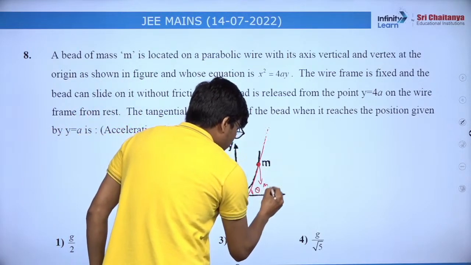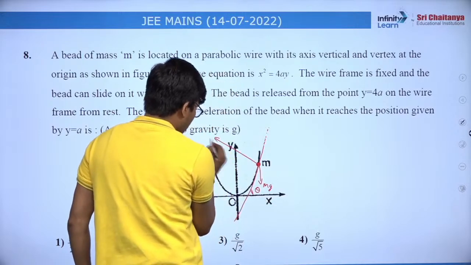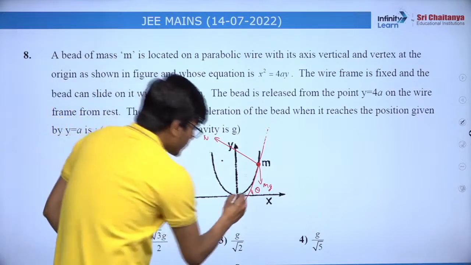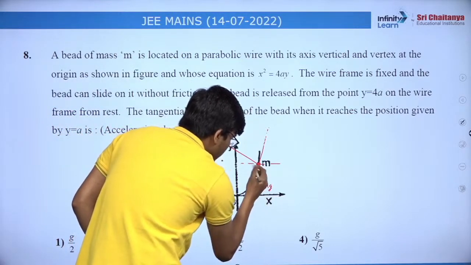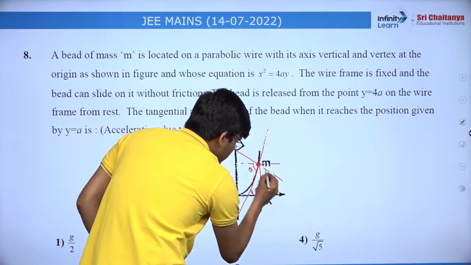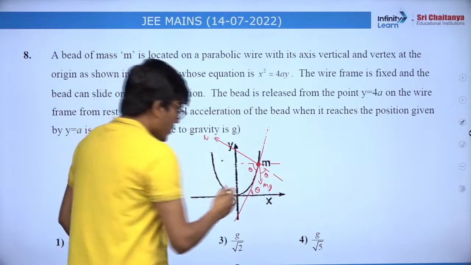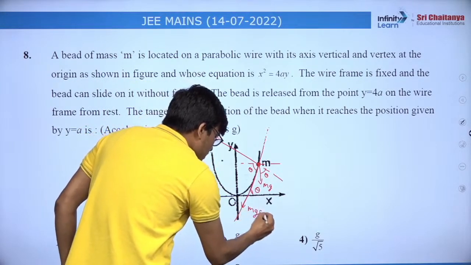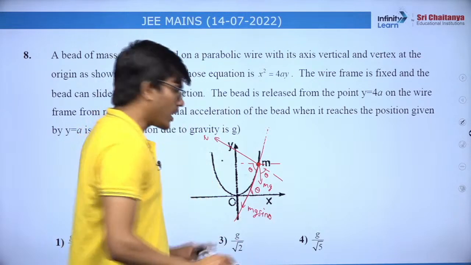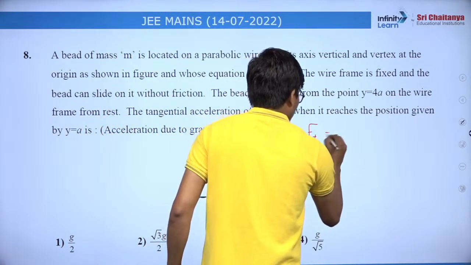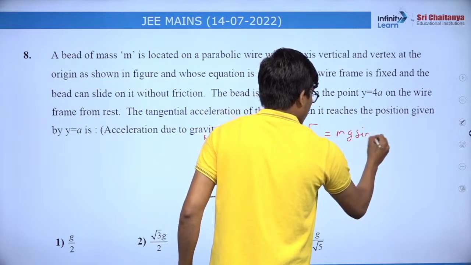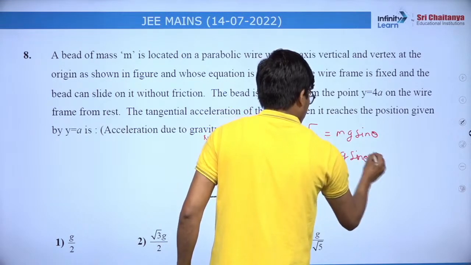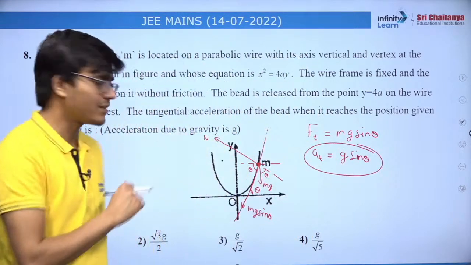There will be mg force and there is a normal force. Normal will be always perpendicular to the surface, right? So if this angle is theta, this will be 90 minus theta, this is again theta, and this is again theta. So the component of mg which is along the tangent will be mg sin theta. So I can write that the tangential force which is acting on this bead is mg sin theta, so acceleration will be force upon mass, means g sin theta. That is my answer, but I don't know what is theta at this point.